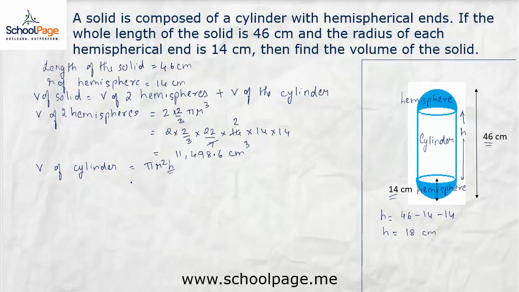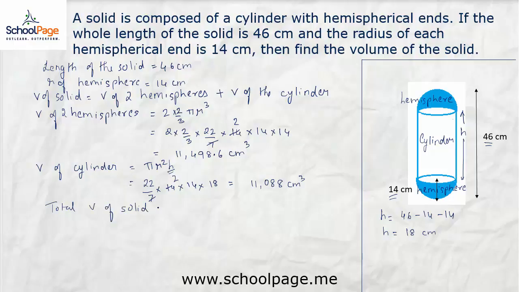Now the value of pi is 22 by 7. The radius is again 14. So 14 into 14. The height is 18. Now solving this, we get the volume of the cylinder as 11,088 centimeter cube.